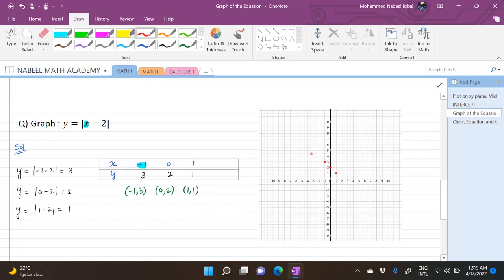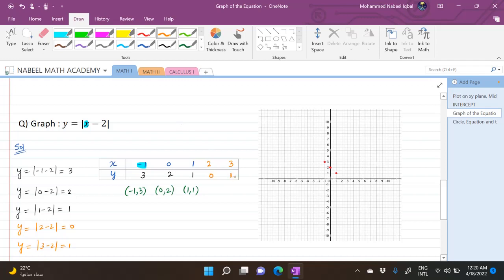So I don't know whether it is going down or up, that one. So I have to calculate two more points, x equal 2 and 3. I will extend this part, 2 and 3. So what happened here? When I substitute 2 here, y equals 2 minus 2, which is 0. When I substitute 3, you will get 3 minus 2, which is equal to 1.